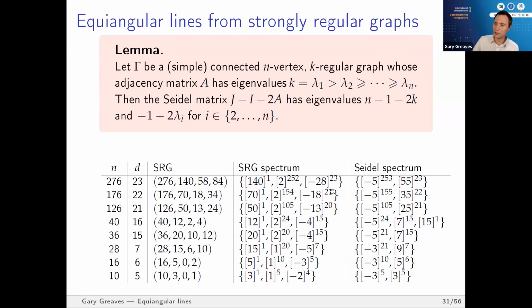So these two multiplicities combine to get 253 here for the minus 5. And we have a similar phenomenon happening for other good constructions of equiangular lines. So we have these other strongly regular graphs giving us these large constructions in various dimensions d. Okay, and we'll see why this is not really a coincidence. There is a good reason for this.